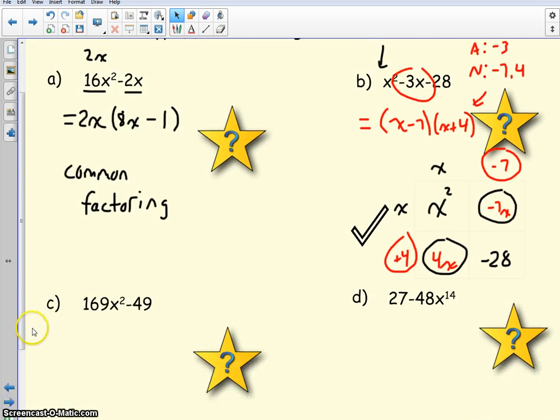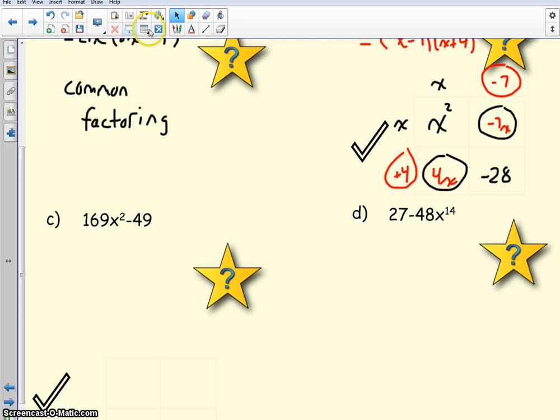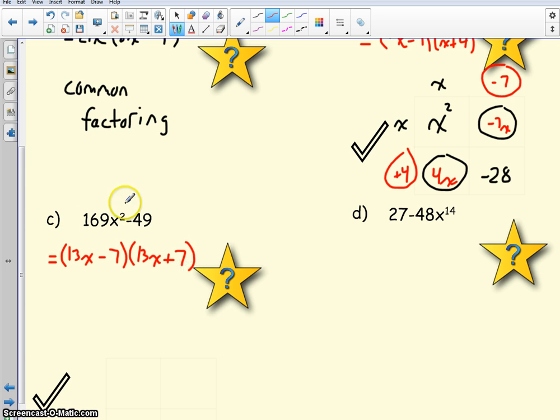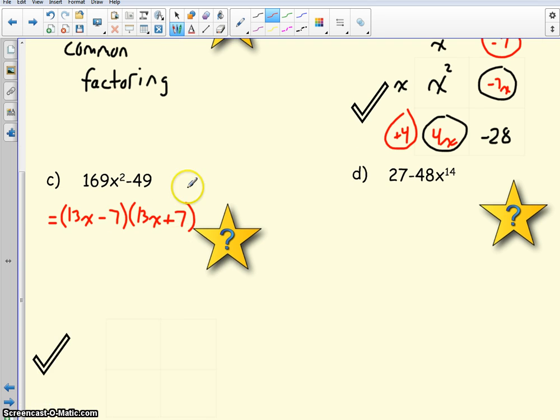So what this is going to wind up being, a nice quick way to factor this one, is, okay, 13x times 13x would give me 169x squared, and 7 times 7 gives me 49, so we're going to have 13x minus 7 and 13x plus 7. Okay, and this is factored, and I'm done. Now, if you recognize the difference of squares pattern, you can get to this answer pretty darn quickly. If you don't, however, it doesn't mean that there's no way of solving it.